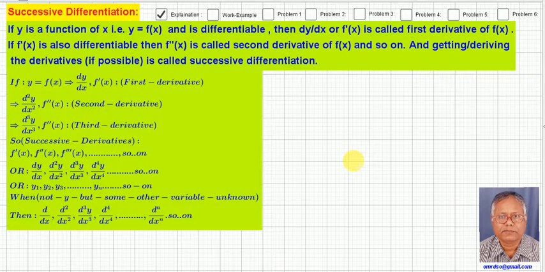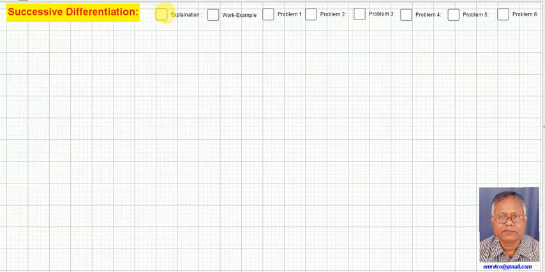Although I have already explained what is successive differentiation, let us start from the very beginning. So I am just opening it now again.